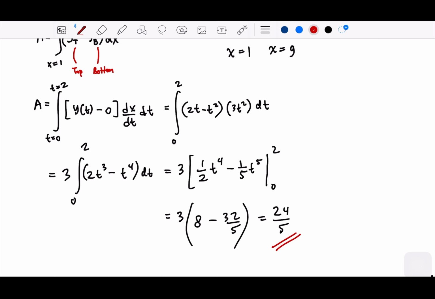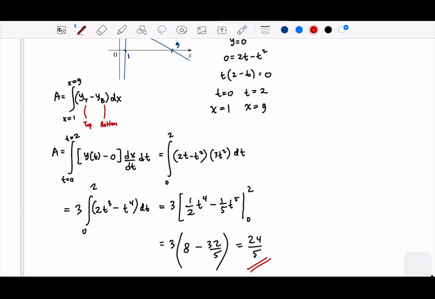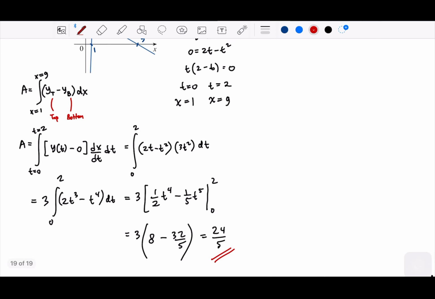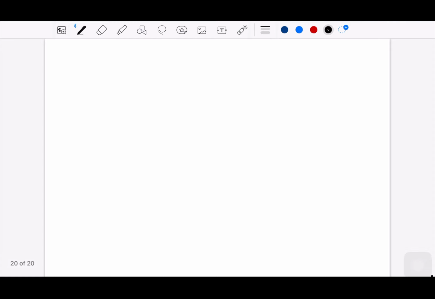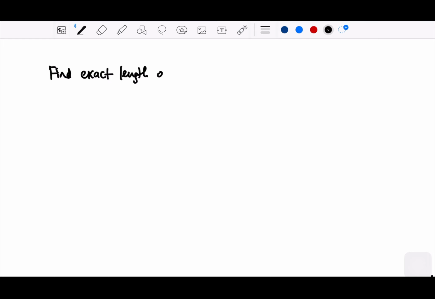Okay, let's go to the next question. The next question is find the exact length of the curve.